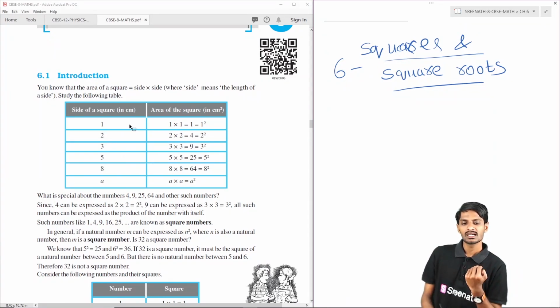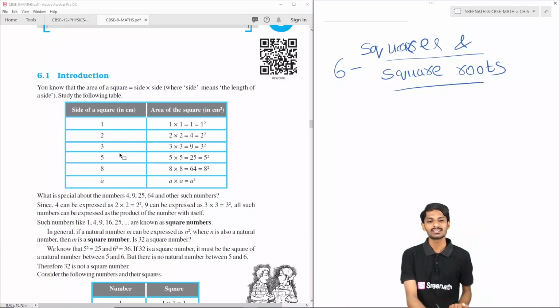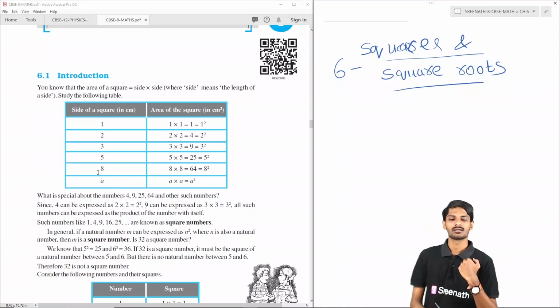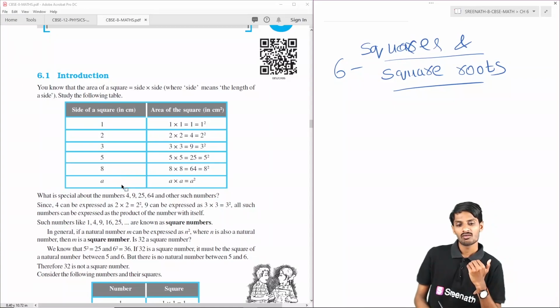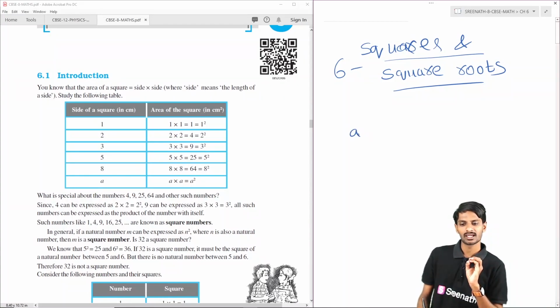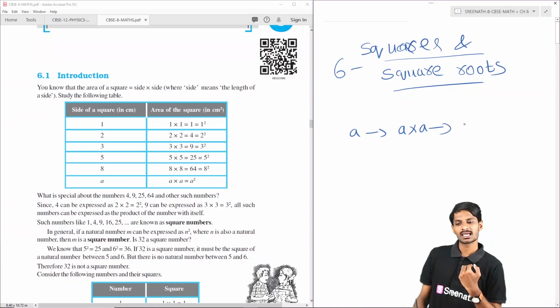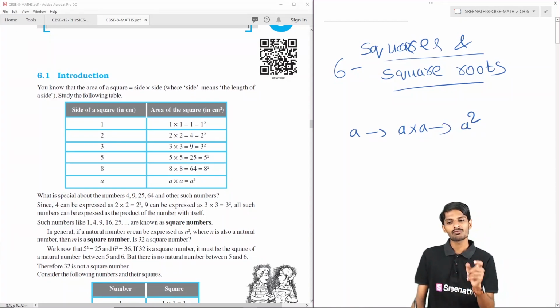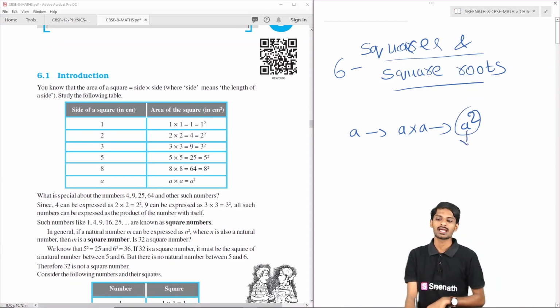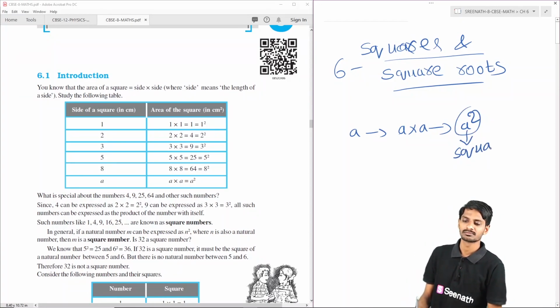So if you see like this, we can multiply any number with that same number, and we can write it as the square of that number. If you take a, we will multiply that a with the same number. So a into a, and we call it a square, the square of that number. This is called a square number.